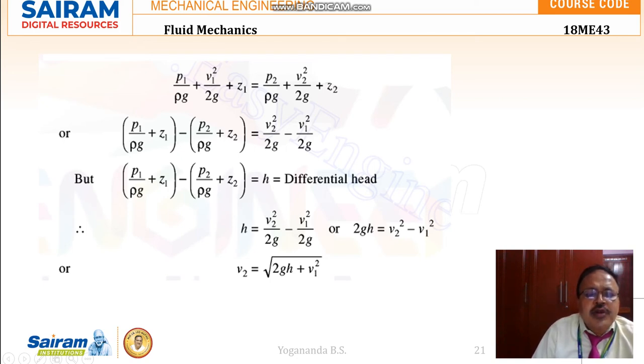So this is now H on the left hand side. It is V2 square by 2g minus V1 square by 2g. So taking LCM and cross multiply, 2gh is equal to V2 square minus V1 square. So taking V1 square on the other side, it becomes plus V1 square. So V2 is now expressed in terms of V1 square.